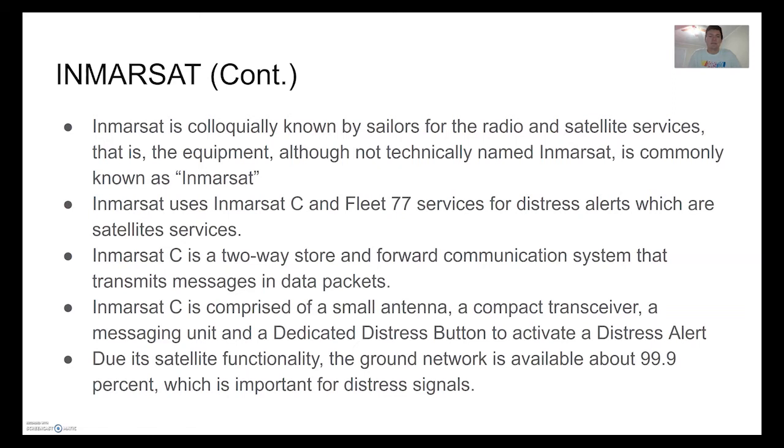Inmarsat C is a two-way store and forward communication system that transmits messages in data packets. Inmarsat C is comprised of a small antenna, a compact transceiver, a messaging unit, and a dedicated distress button to activate a distress alert. Due to its satellite functionality, the ground network is available at 99.9%, which is important for distress signals.